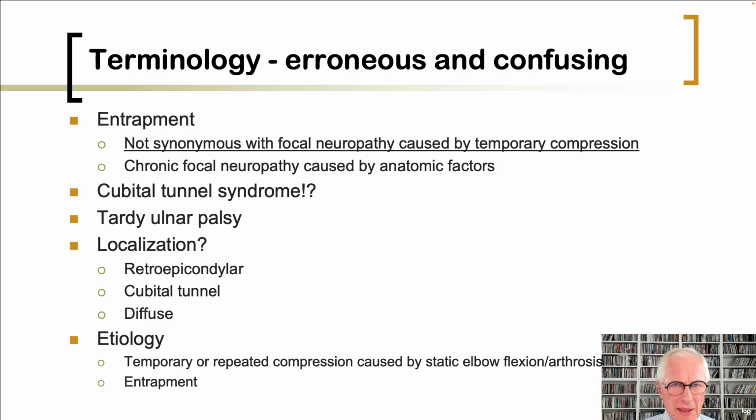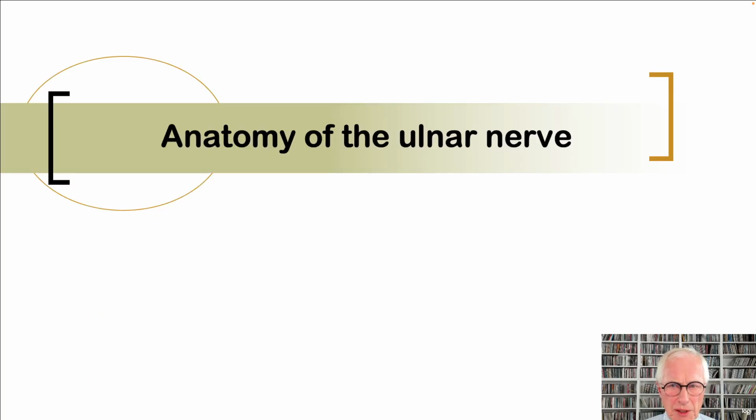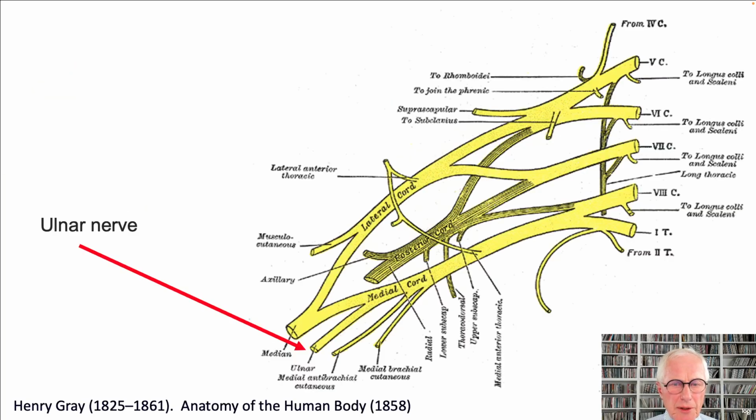Where exactly in the elbow region is the neuropathy localized? Is it retroepicondylar? Is it in the cubital tunnel, or is it more diffuse all along the elbow? And above all, the most important thing is to try to differentiate between different causes that are causing the ulnar neuropathies.